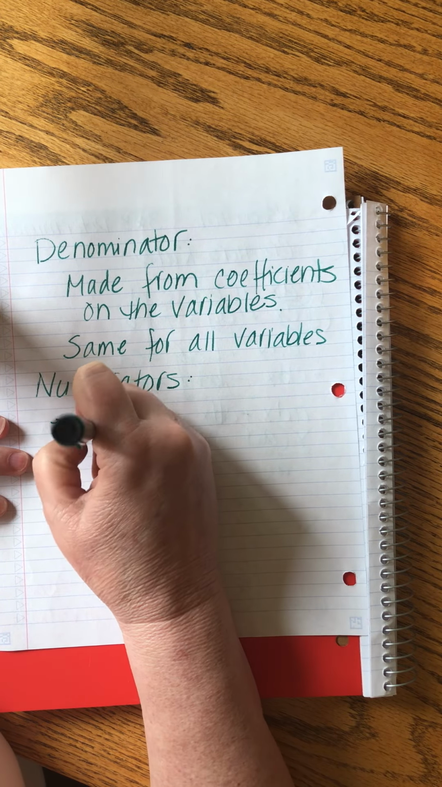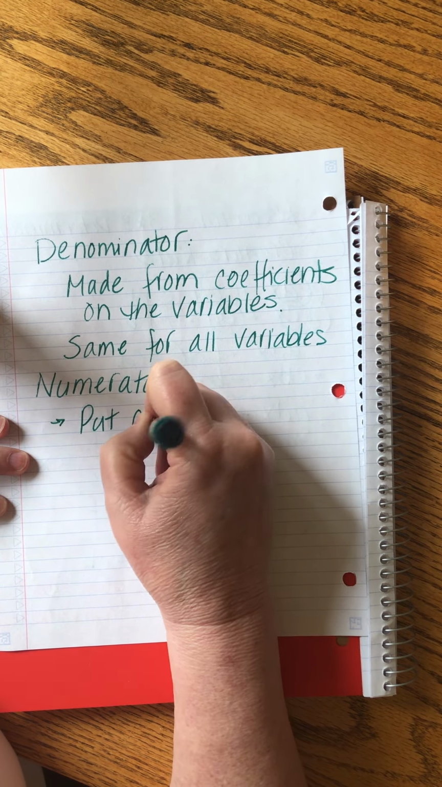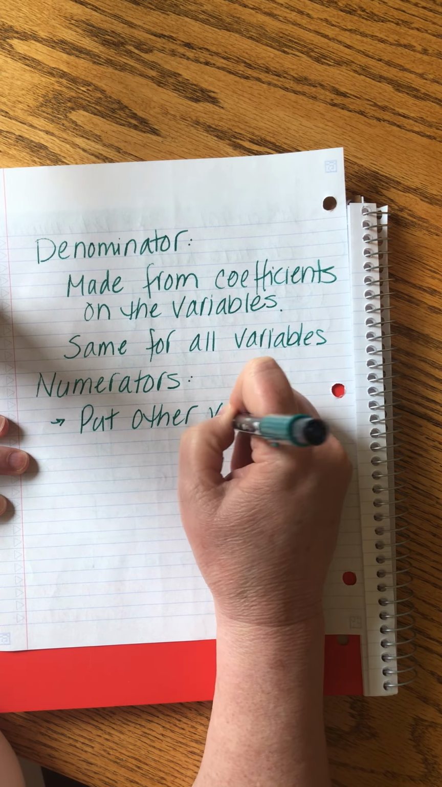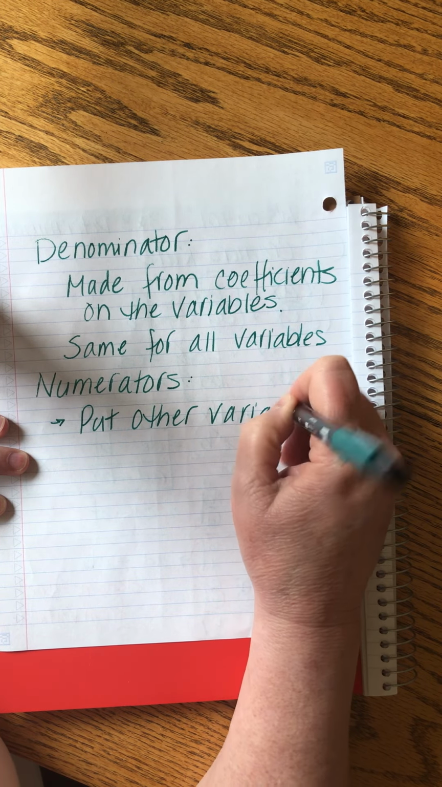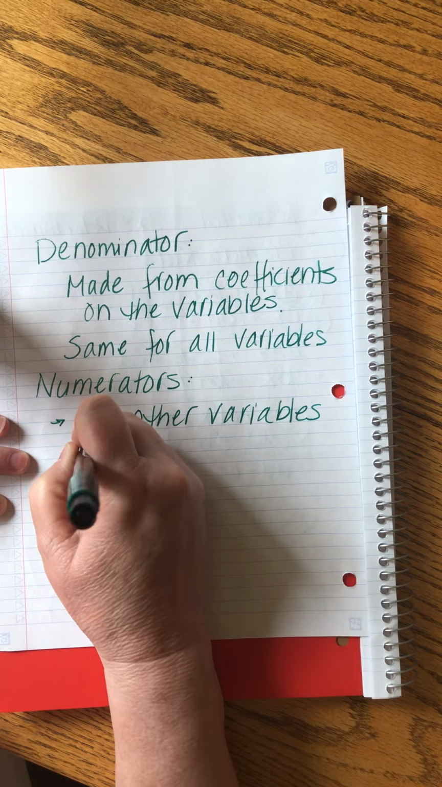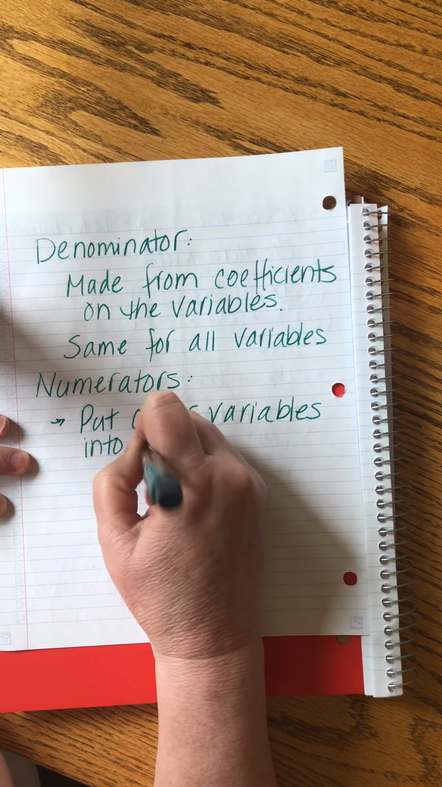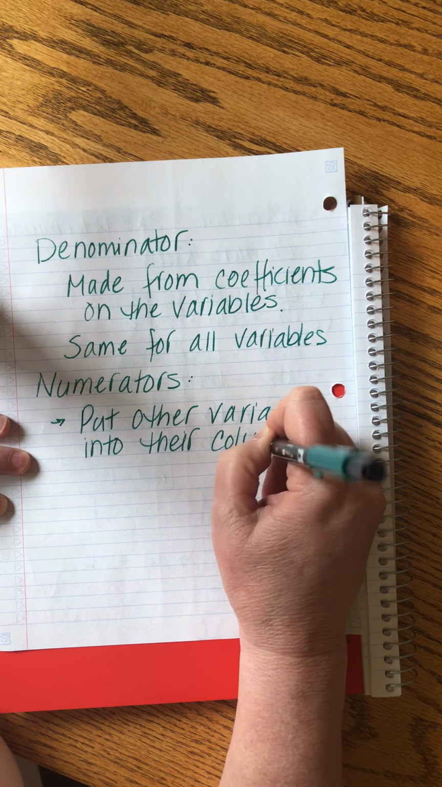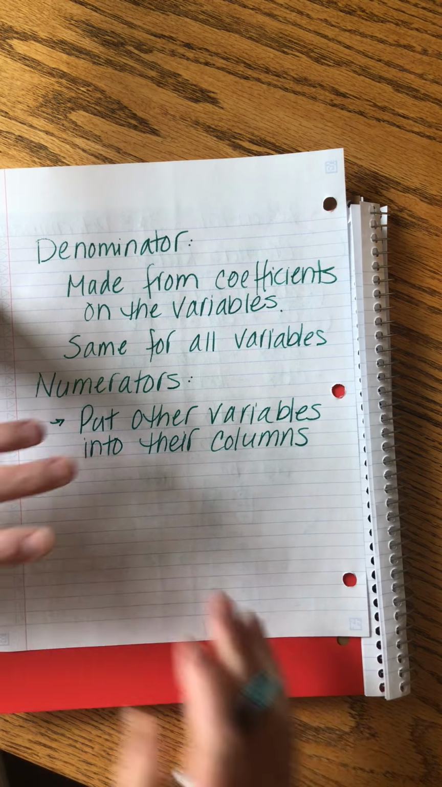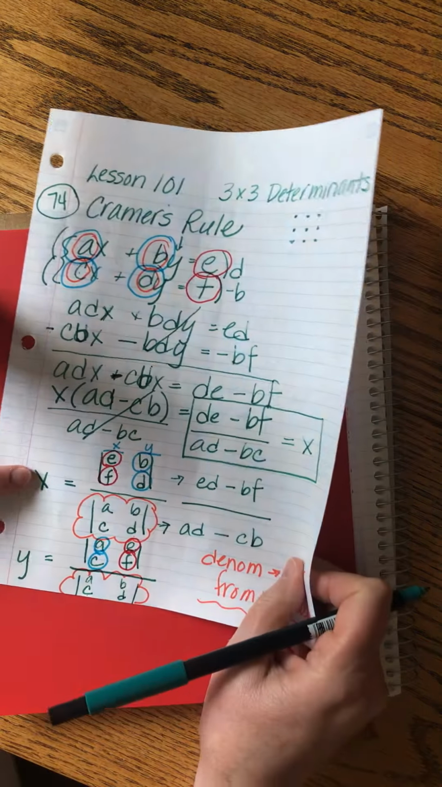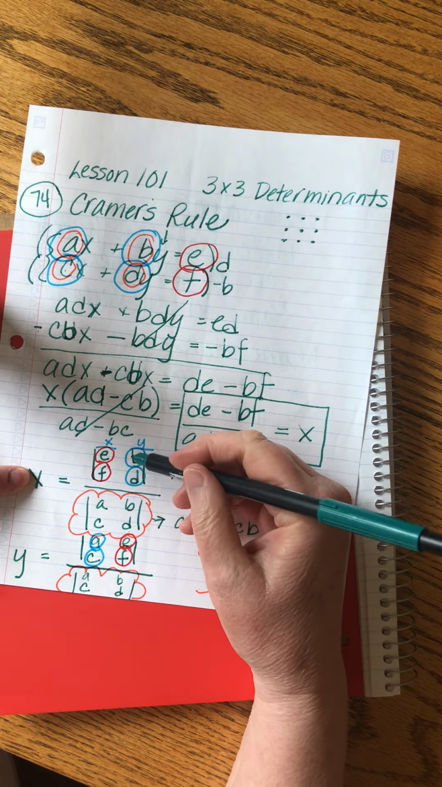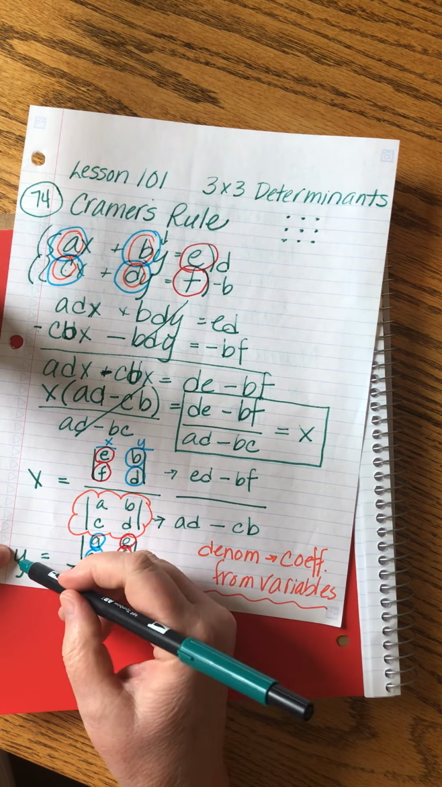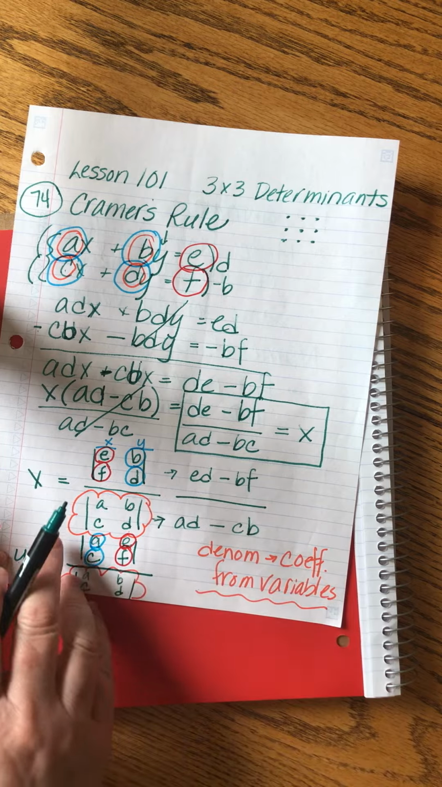you put the other variables, because we're always solving for one of the variables, right? So you put them into their columns, just as we showed here, right? When you're solving for the X, you put the Y into its column. When you're solving for the Y, you put the X into its column.